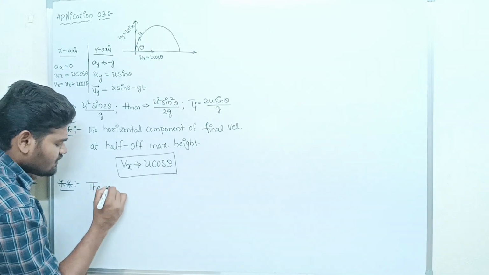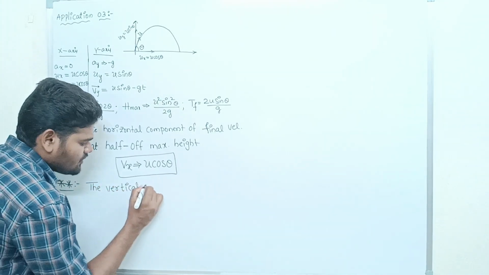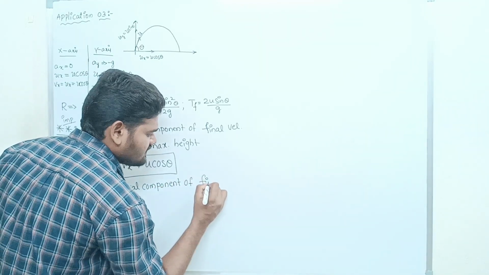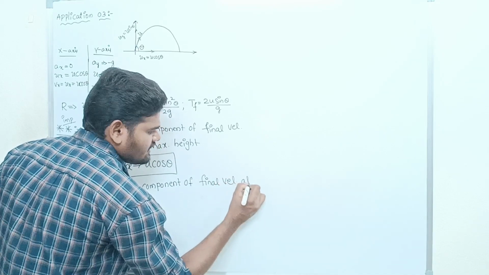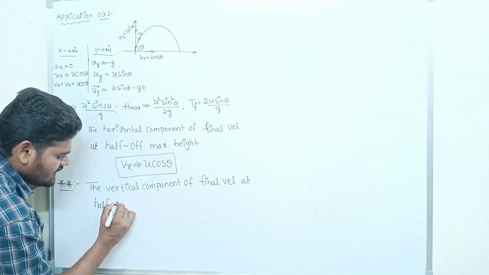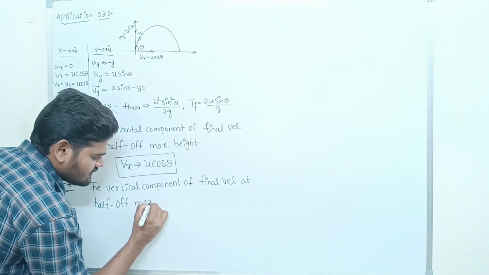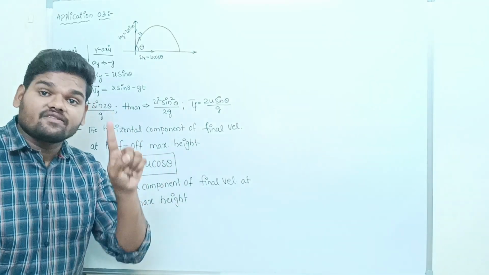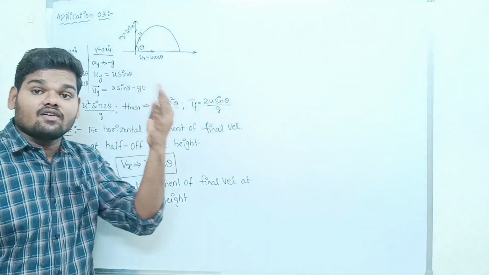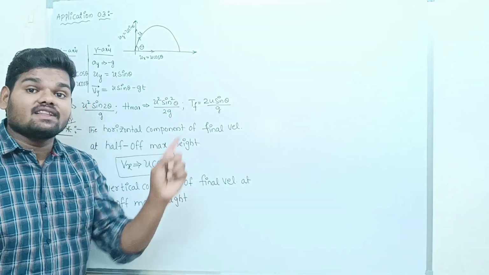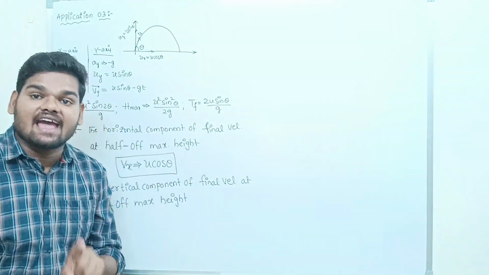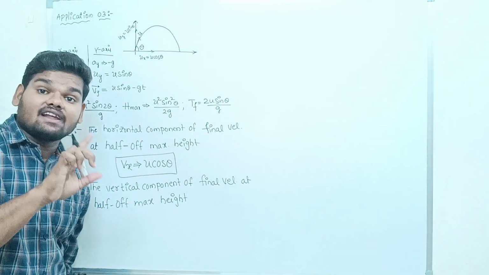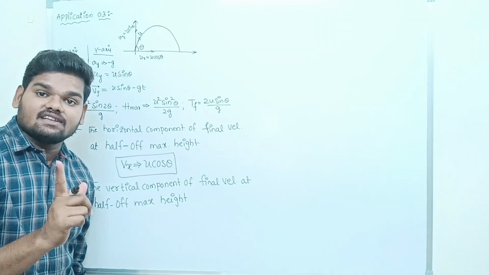So next one, the vertical component of final velocity at half of maximum height. The vertical component of the velocity will change, because along the vertically downward direction the acceleration due to gravity acts on the object. So because of acceleration due to gravity along the vertical direction, the final velocity component of the object will change. Are you getting?